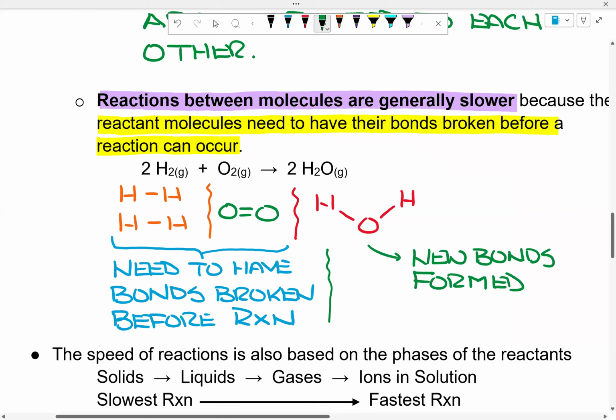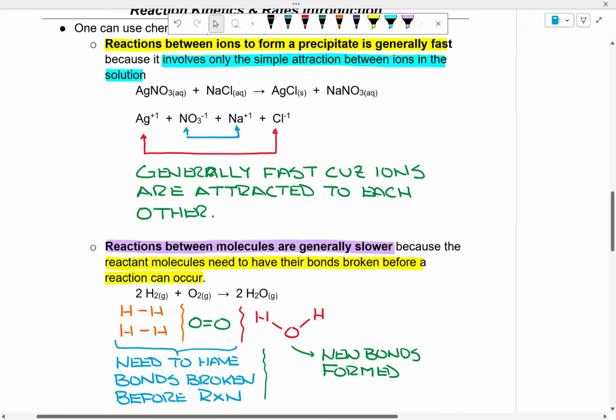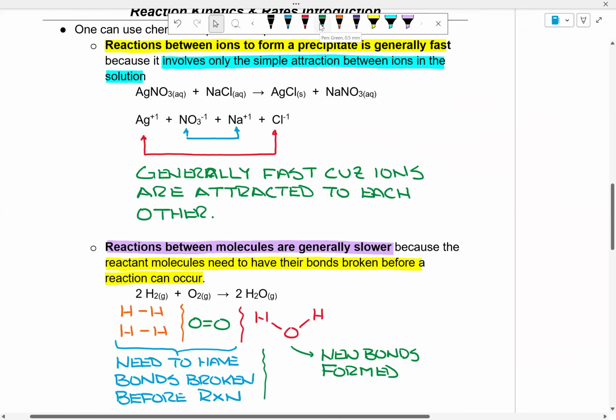Because you have to break bonds before new bonds are formed, it does take a little bit more time. Compare that to when I talked about the ions. With the ions, it's just simple attraction. There's no breaking of bonds. There's no reforming of new bonds. It's just coming together and getting your new product.